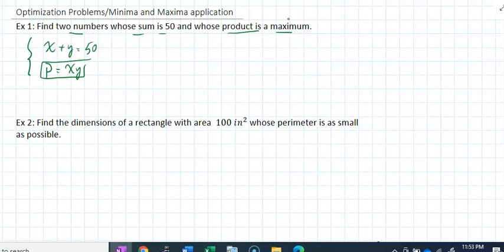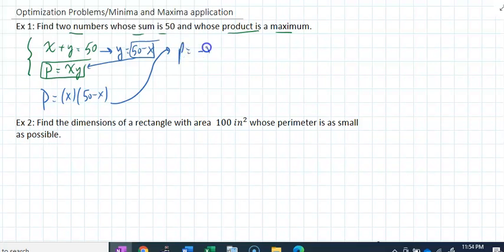The only issue is this product is in terms of two variables, and since this is a system of equations, that's when you need to decide whether you want to get rid of x or y, and it doesn't matter. So if you solve for y, that will be 50 minus x, and you would substitute. So the product now looks like x times 50 minus x. The product is negative x squared plus 50x.